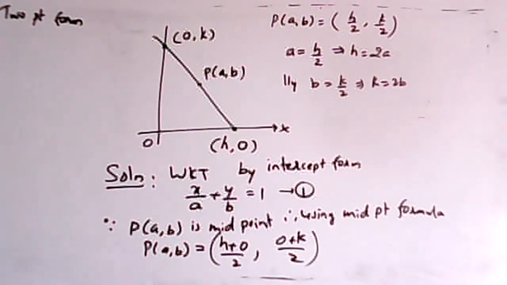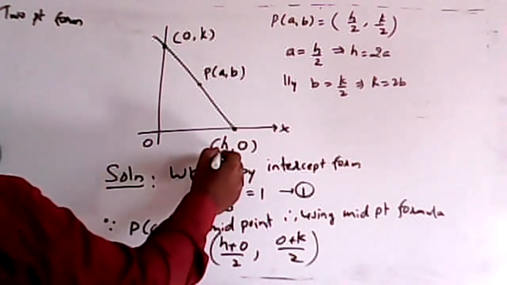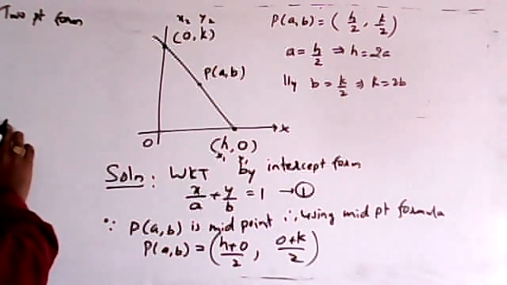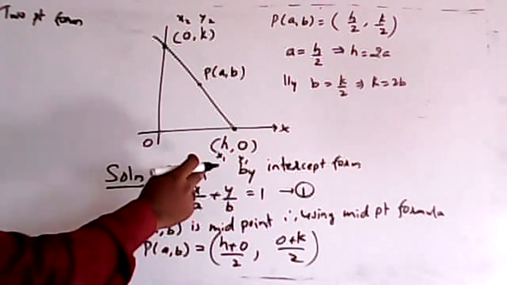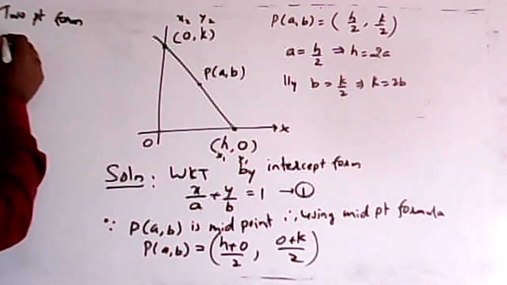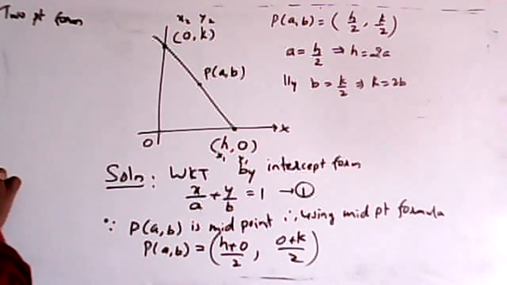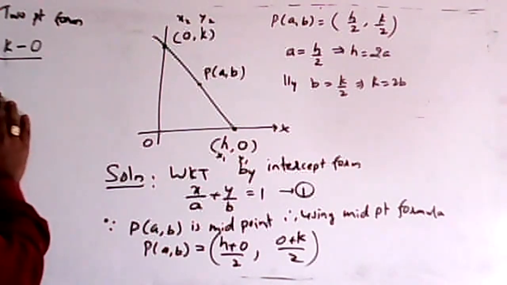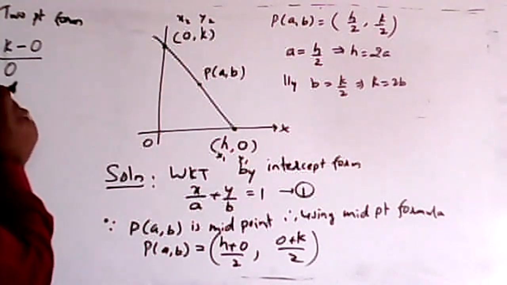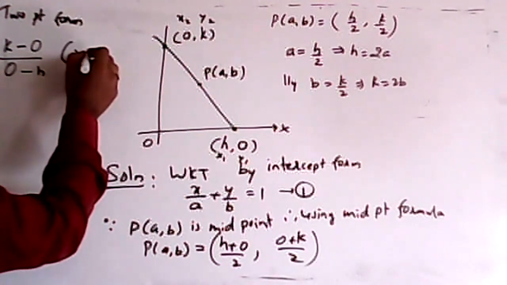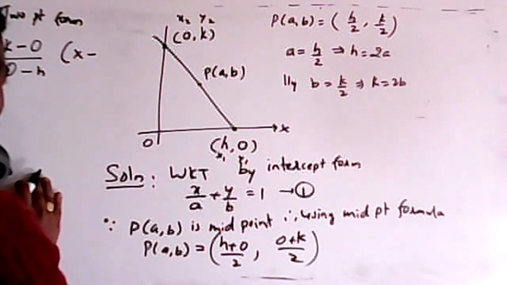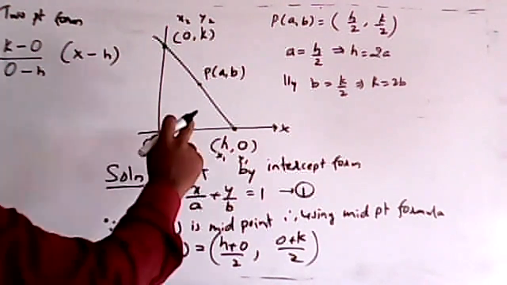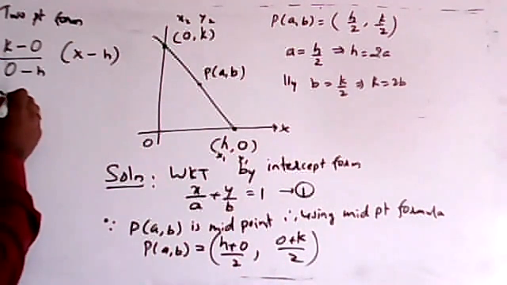y minus y1, this is x1, y1 and that is x2, y2. y minus y1, where y1 is 0, is equal to y2 minus y1 over x2 minus x1. y2 is k, y1 is 0. x2 is 0 and x1 is h. So x minus x1 is h, and you already got y minus y only. k means 2 times b, correct?